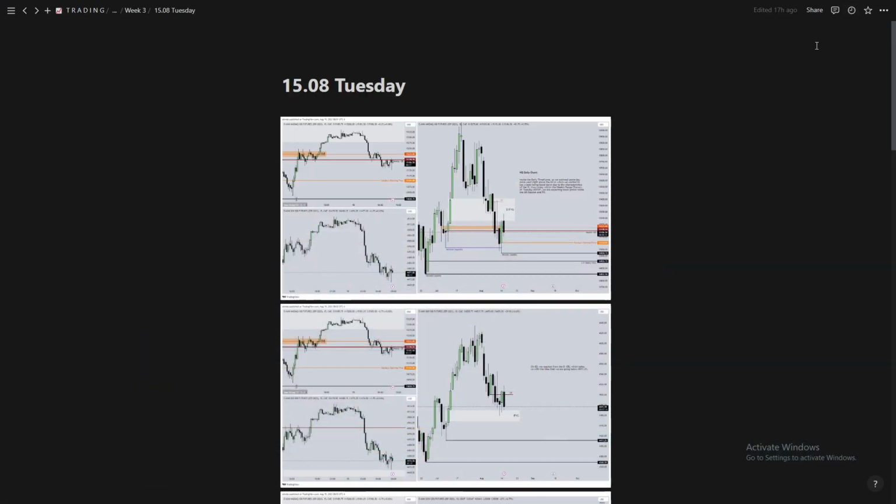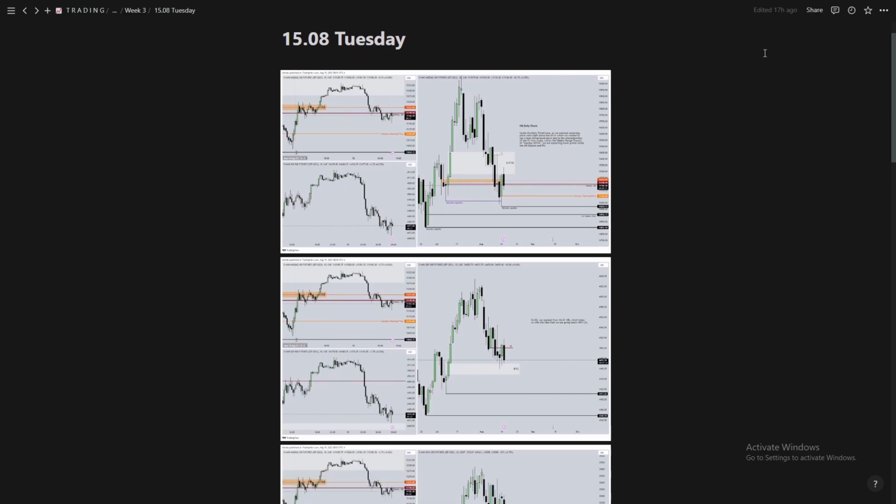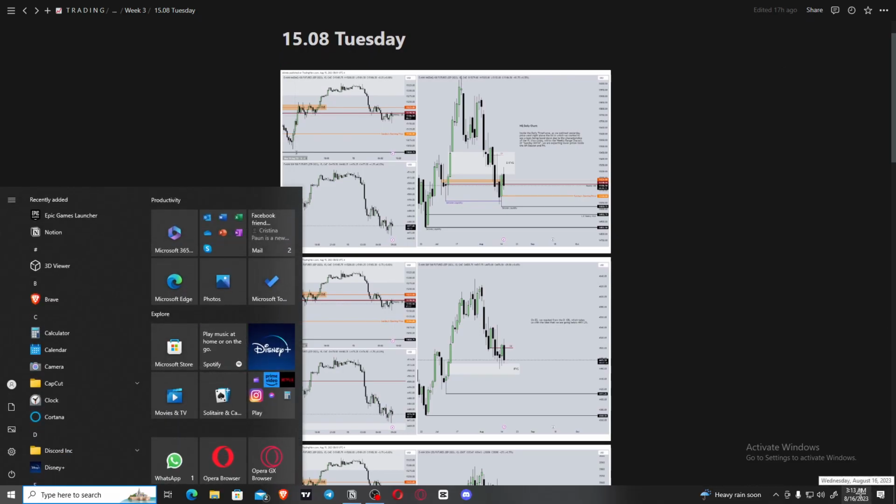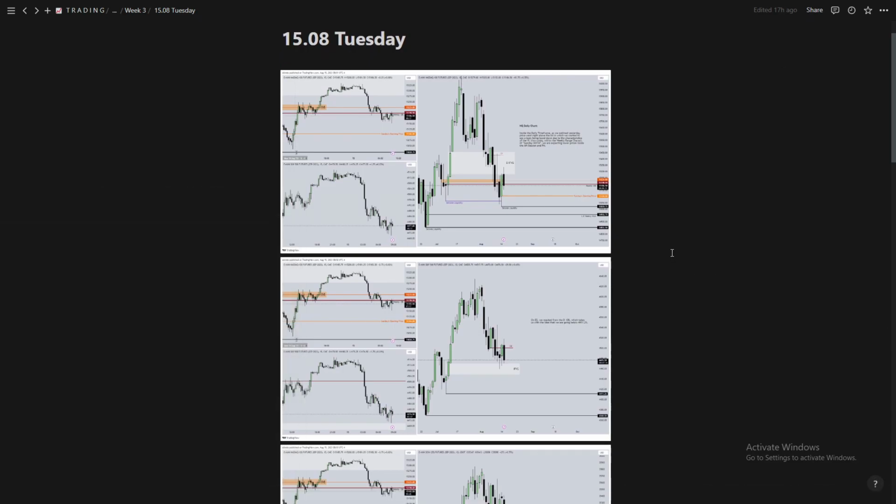Today we're going to do the trade breakdown of the trade that I took yesterday, which was a short back into a sell side liquidity pool. You might have seen it. It is the short in the AM session of the 15th of August.